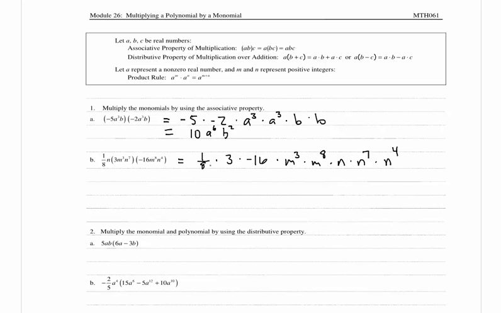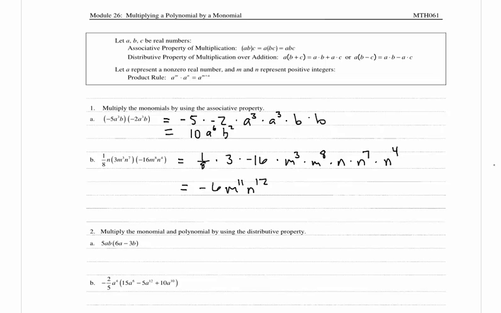And 1/8 times negative 16 is equal to negative 2, and negative 2 times 3 is equal to negative 6. So I have negative 6. I have m cubed times m to the 8th is m to the 11th. And I have n times n to the 7th times n to the 4th is equal to n to the 12th.